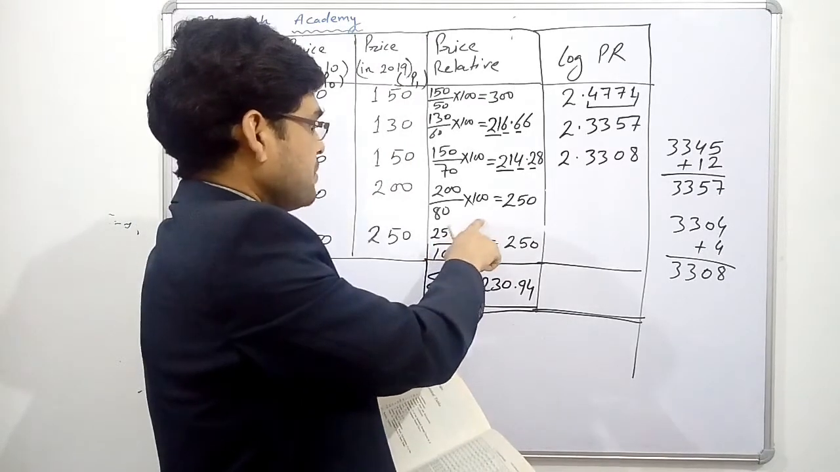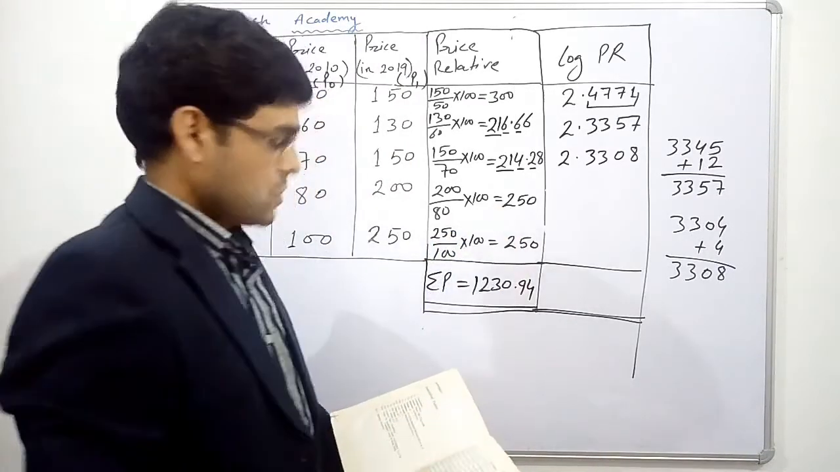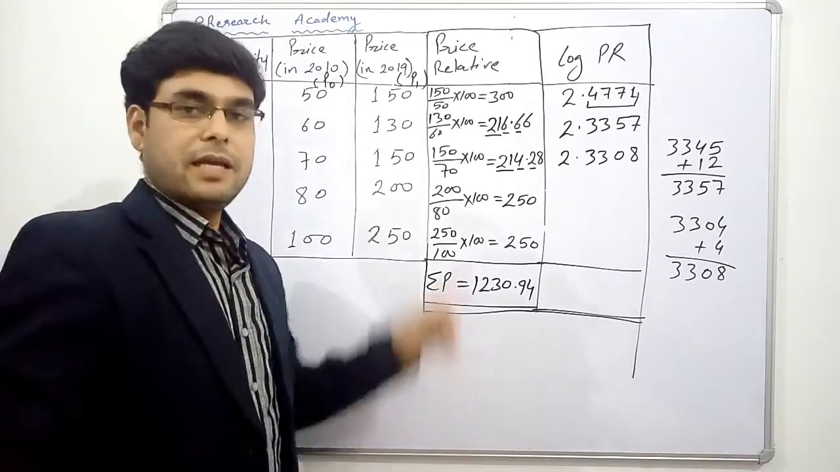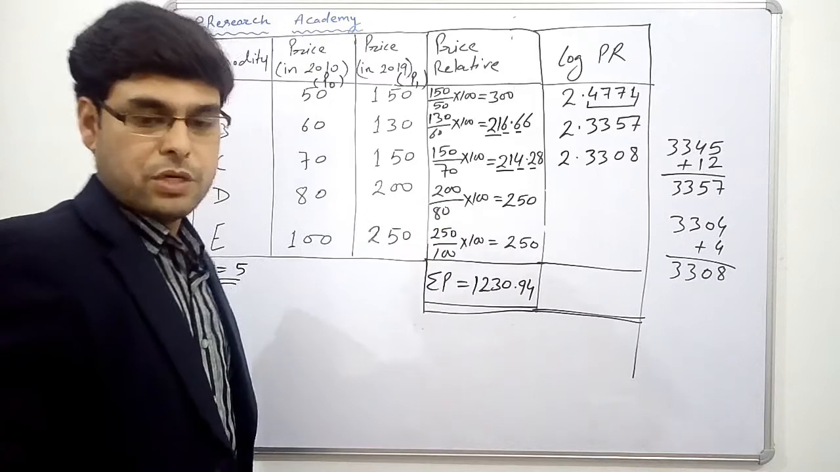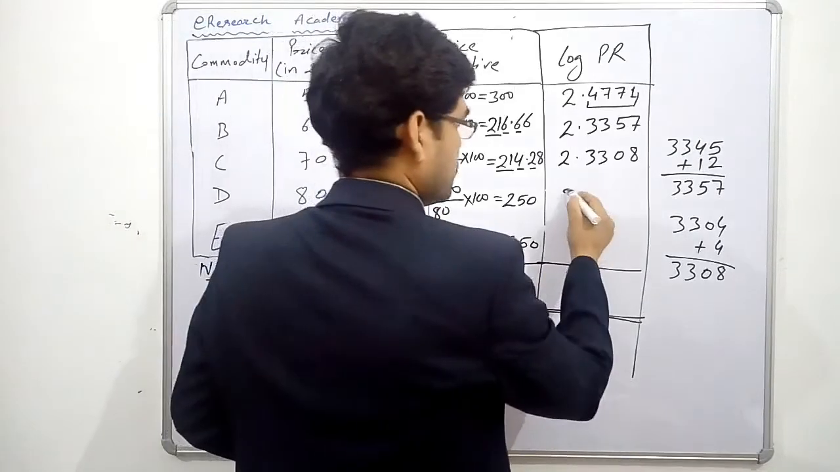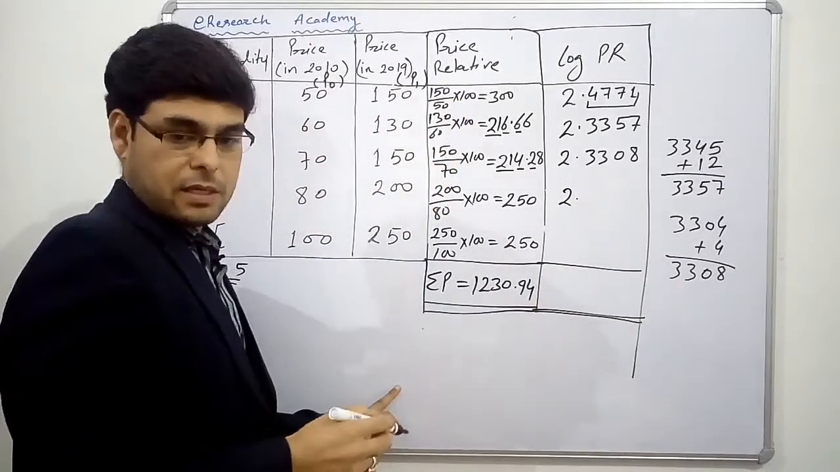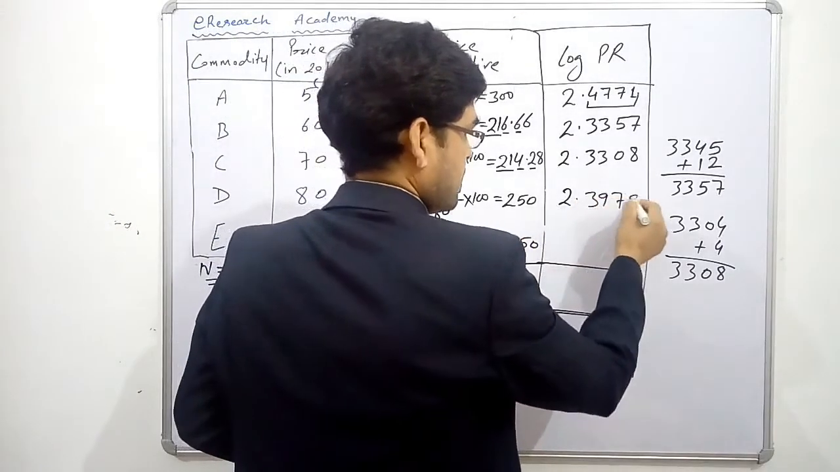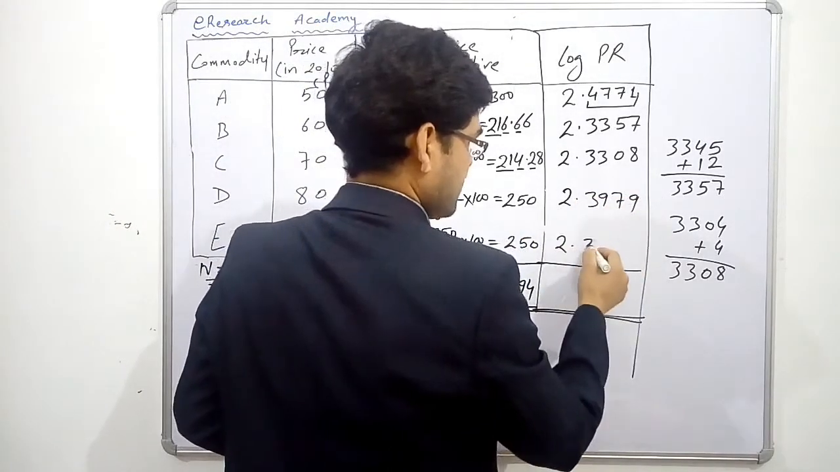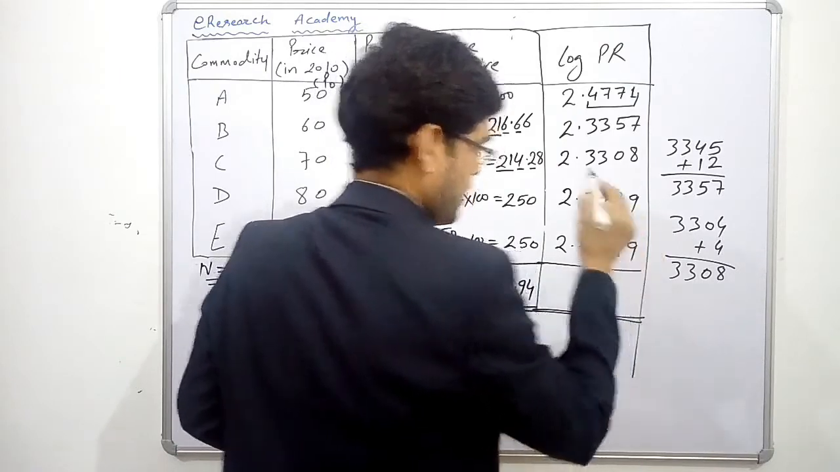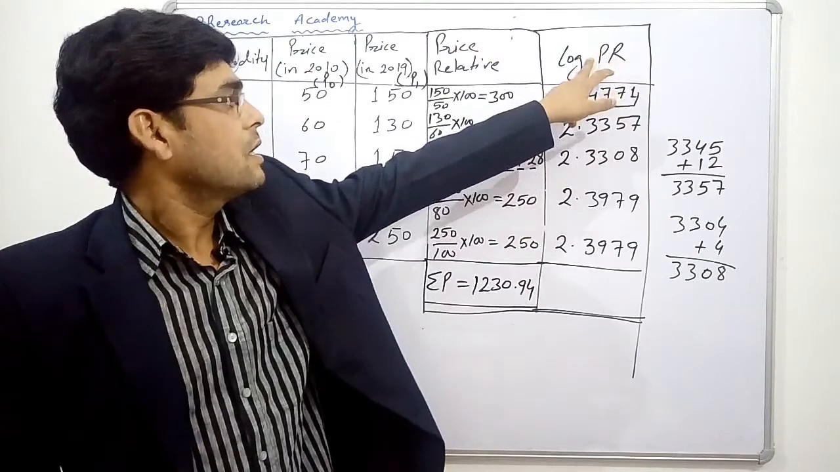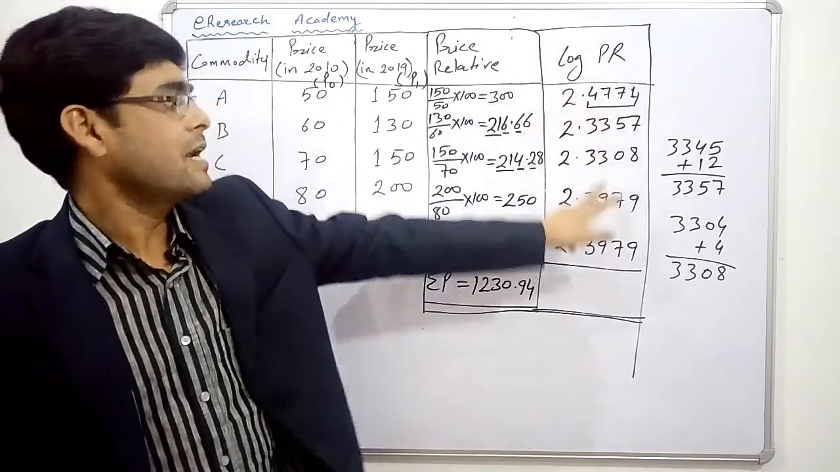Next we have 250. For 250, you look in the log table and it gives you 2.3979, and the same for this one as well, 3979. So these are all the log price relatives.